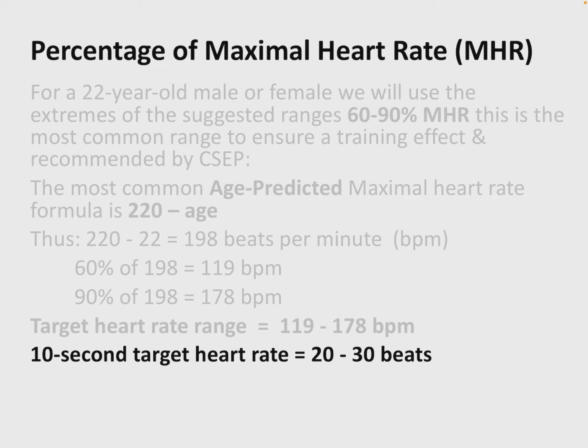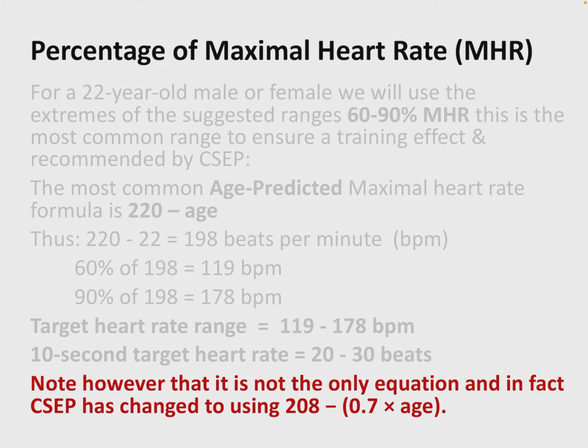But two, over the course of that minute, your body is recovering, so your heart rate is slowly recovering, and we want to get that heart rate immediately after you finish exercise. So we typically take it for the 10 seconds right after you stop. Now, more recently, CSEP has changed to using an equation of 208 minus 0.7 times your age. So we're going to show the different calculations on the next slide here.